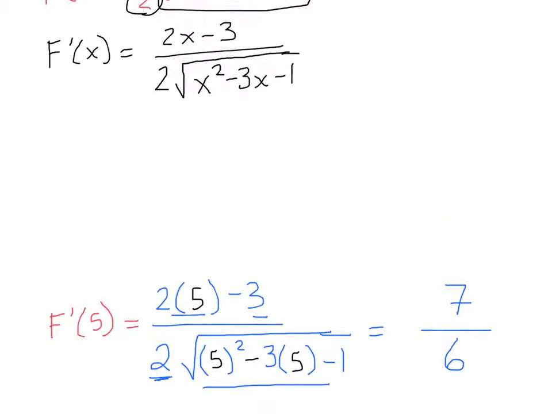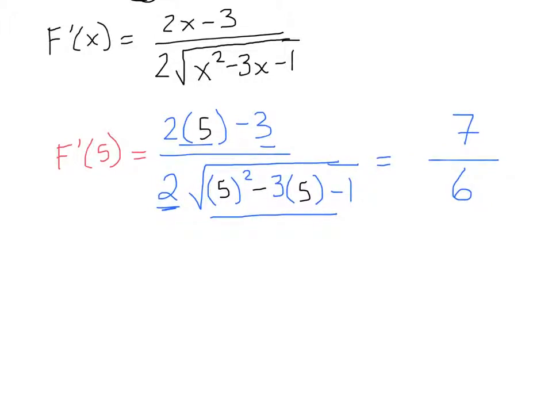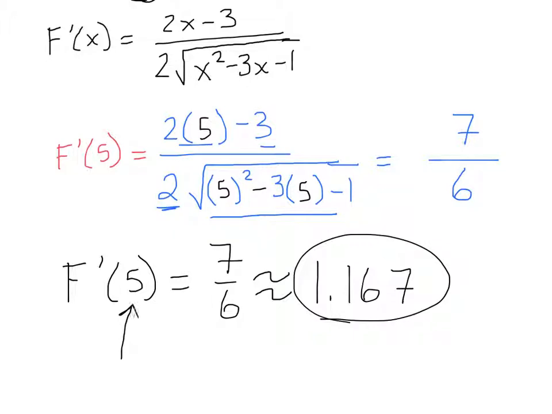Now let's move all this so we have a little more space, and let's write our answer nice and clean. So f prime of 5 equals 7 over 6. Now 7 divided by 6 is approximately 1.167. And so what we're saying is when x equals 5, our graph is going up at a rate of 1.167, which is really slow. So our graph is almost flat, maybe like this.